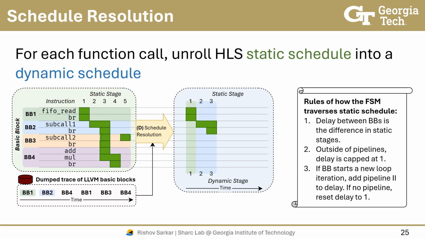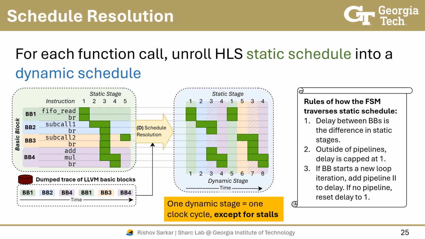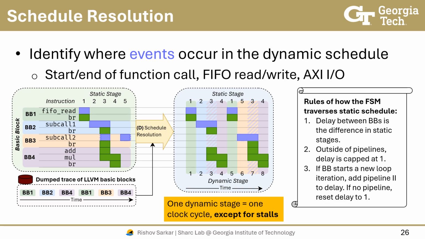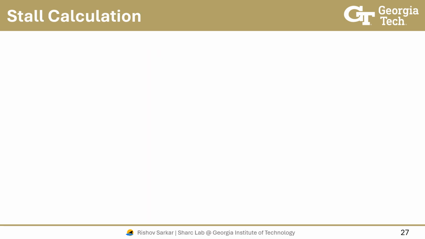Using a list of rules based on how the HLS-generated FSM traverses the static schedule, we unroll it into a dynamic schedule for this function execution, essentially figuring out which FSM states would have been visited in what order if these operations were executed in the generated RTL. As we noted earlier, in this dynamic schedule, each stage is usually one clock cycle, except when stalls occur. For this reason, once we have the dynamic schedule, we identify all the events in it. Recall that events are all the potential stall points in the schedule, which include when a function call starts or ends, when a FIFO is read or written to, or when an external memory transaction occurs.